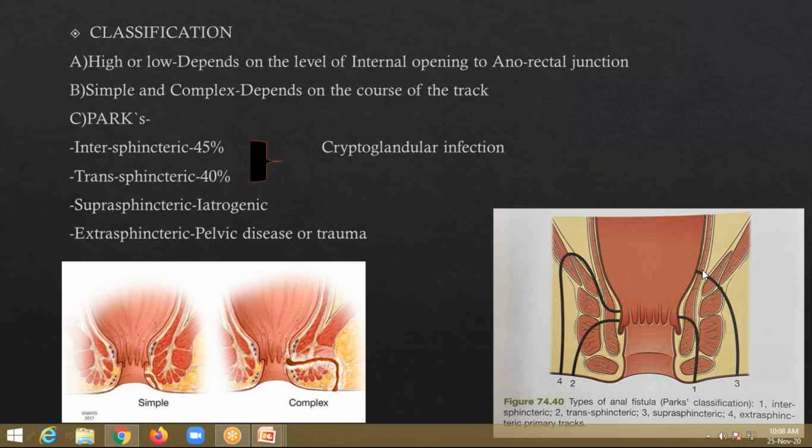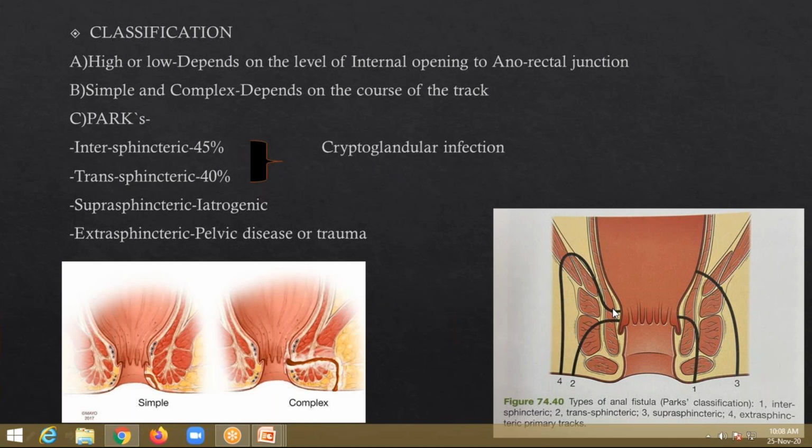Next is the extrasphincteric. See, extrasphincteric means it is not following a proper course. See where it has gone. This extrasphincteric is at the level of the dentate line only, but it is passing through the internal sphincter and going supralevator and coming down. Okay, so it is extrasphincteric.